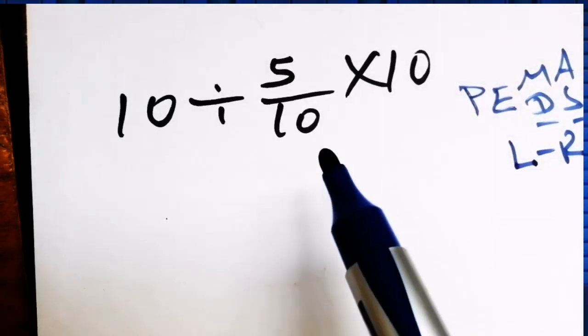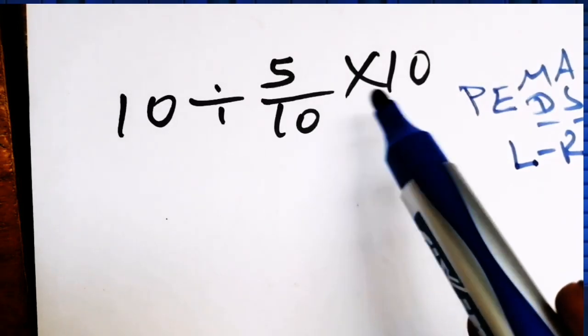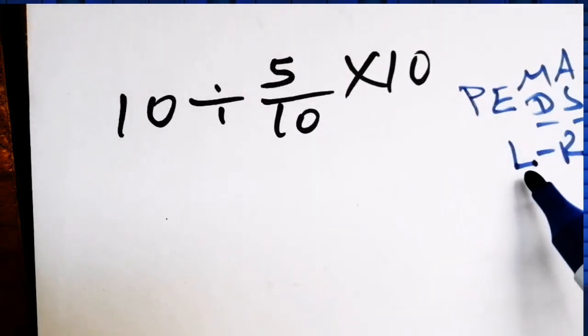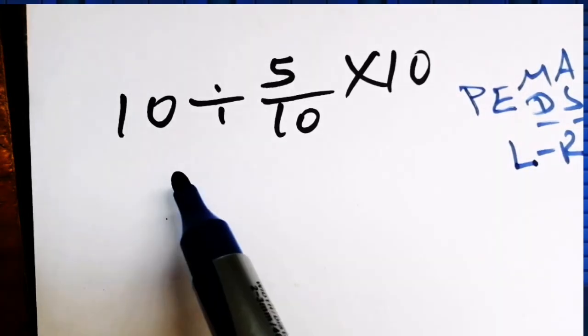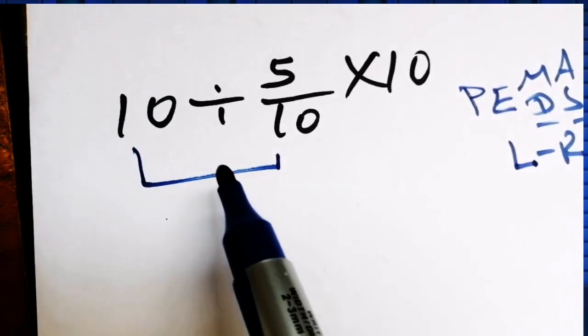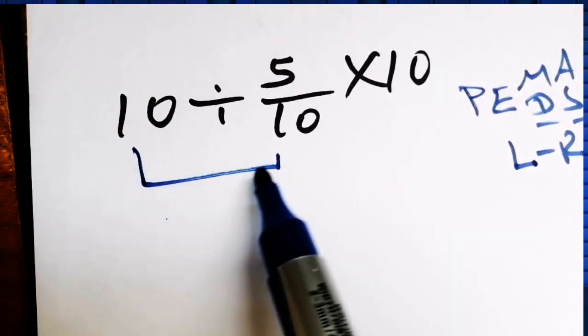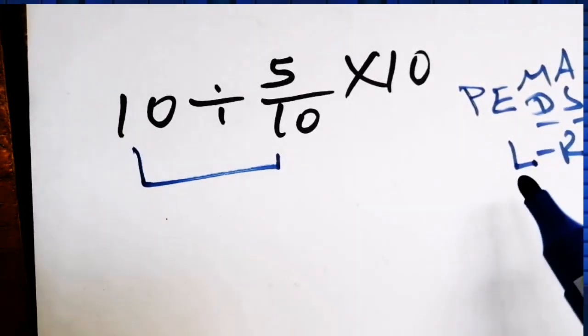Okay, then here there is one division and one multiplication. Remember that multiplication and division have equal priority, from left to right. Therefore we need to do this division first. Okay, therefore here, in order to do this division, we need to follow the KCF rule.